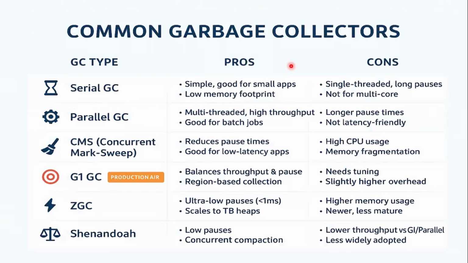The JVM provides different garbage collectors, each with trade-offs. As a tester, you don't configure them, but you must recognize their impact. Here are the different types of garbage collectors along with their pros and cons. My suggestion is to pause the video here for a few minutes and try to understand the pros and cons of each garbage collector type that is available here. For an e-commerce application under heavy load, G1GC is the most common choice.